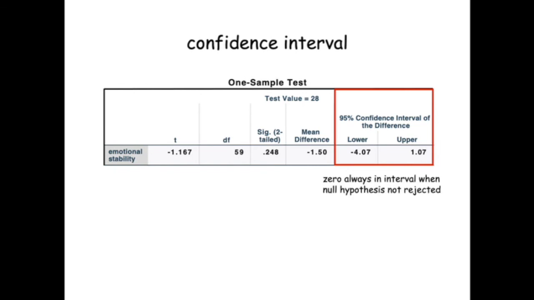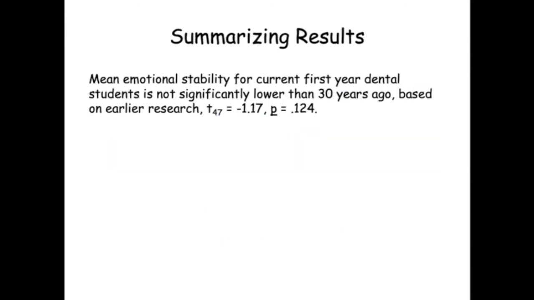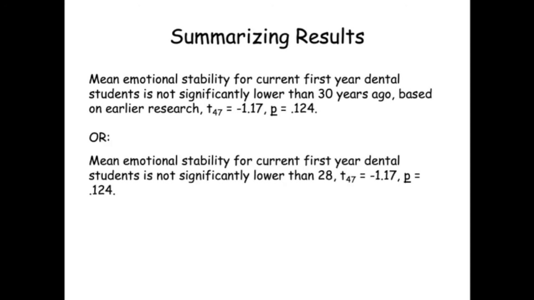When we fail to reject the null hypothesis, the confidence interval for a mean difference will always include 0, with a negative lower bound and a positive upper bound. And if we change this into an estimate of the population mean, the interval will always include the hypothesized mean value. These results do not indicate significantly lower mean emotional stability for first-year dental students compared to previously reported results. We can also say that first-year dental students' mean emotional stability is not significantly lower than 28.